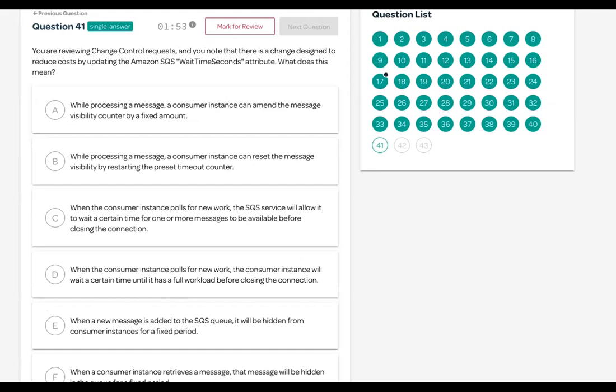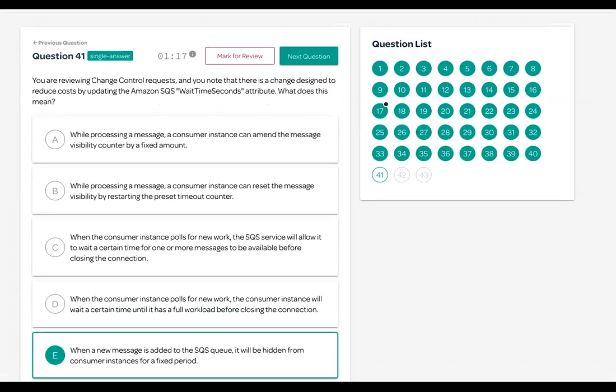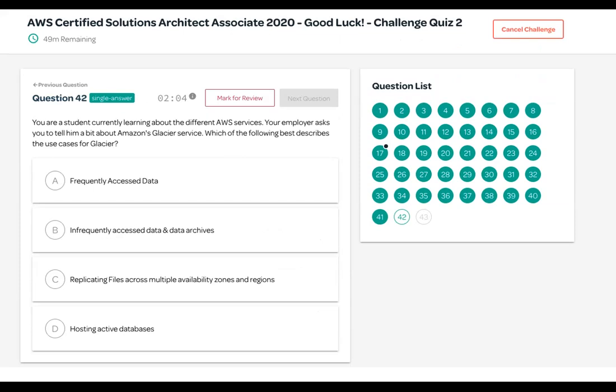You are reviewing a change control request and you note that there is a change designated to reduce cost by updating the Amazon SQS wait time seconds attribute. What does that mean? So this is called the delay queue. When a new message is added to the SQS queue, it will be hidden from the consumer instance for a fixed time. You can read about delay queues. That is what this question is all about.